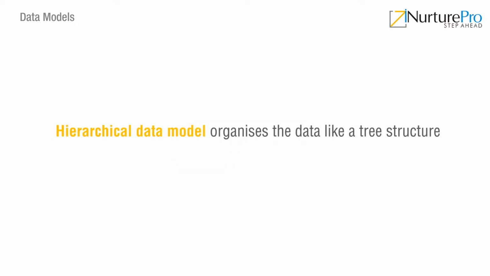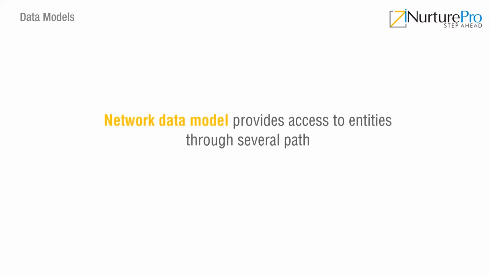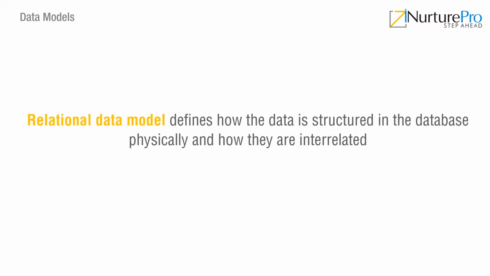Hierarchical data model organizes the data like a tree structure. Network data model provides access to entities through several paths. Relational data model defines how the data is structured in the database physically and how they are interrelated.